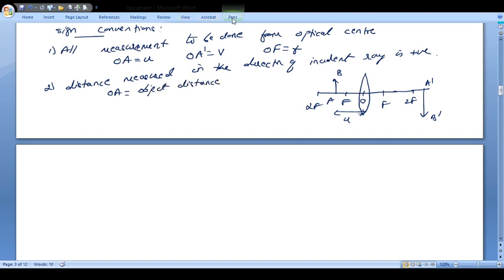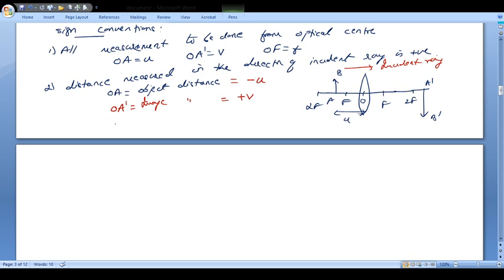What is the direction of incident light? The direction of incident light is this. This is the direction of the incident ray. So you will find that OA is opposite to the incident ray, and therefore OA will be equal to minus u. What will be OA dash? OA dash is the image distance, that will be plus v. See, OA dash is in this direction.